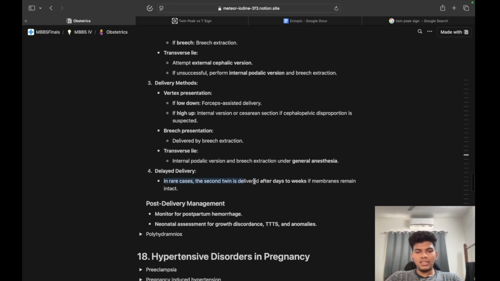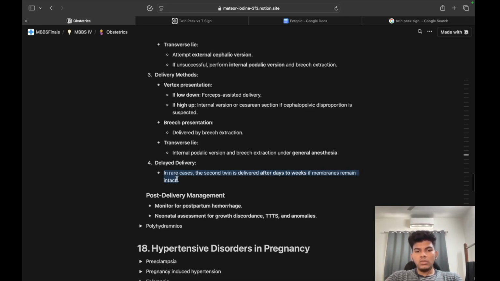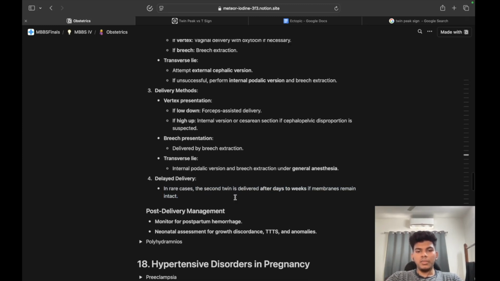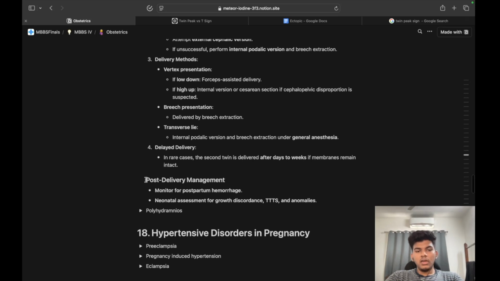Delayed delivery: in rare cases, the second twin is delivered after days to weeks if the membranes remain intact. So that is what I mentioned; sometimes if the membranes are intact, you just leave it there. Post delivery management: monitor for postpartum hemorrhage, and neonatal assessment for growth discordance, TTTS, and anomalies.